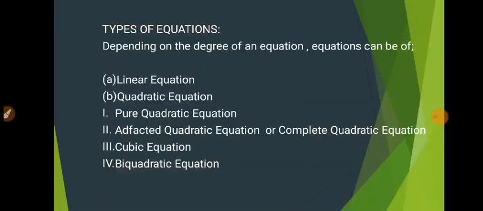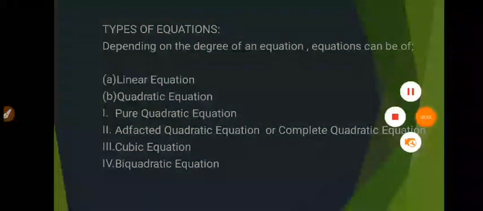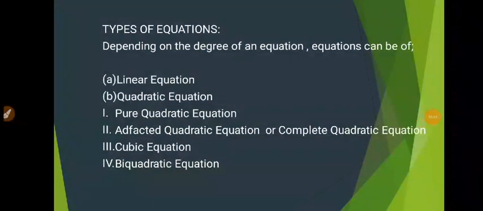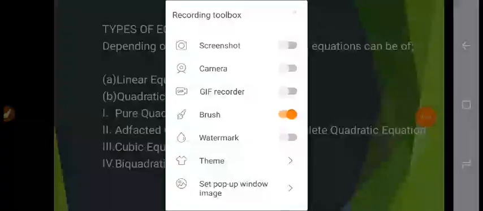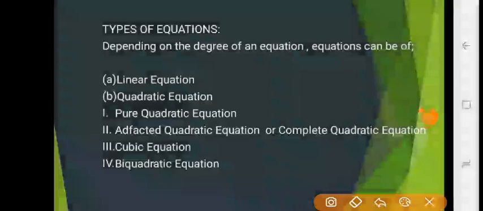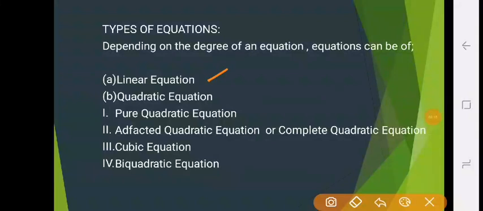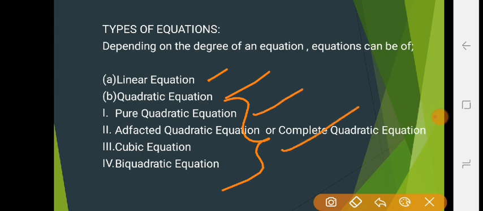Next one is types of equation. Depending on the degree, equations can be classified into the following types. The first one is linear equation, the second one is quadratic equation. Under quadratic equations we have a sub-classification: pure quadratic equation, complete quadratic equation, cubic equation, and biquadratic equation. These are the four equations under quadratic equations.